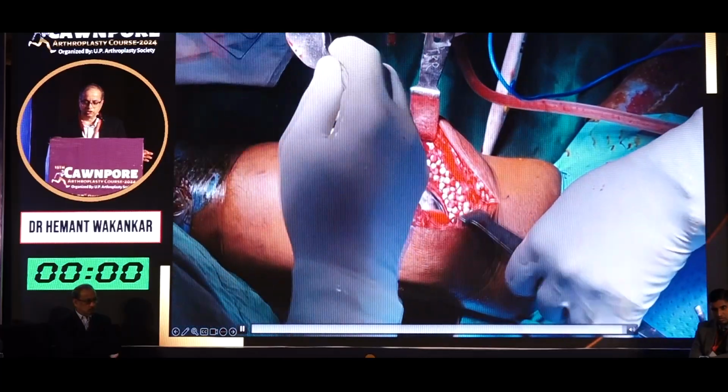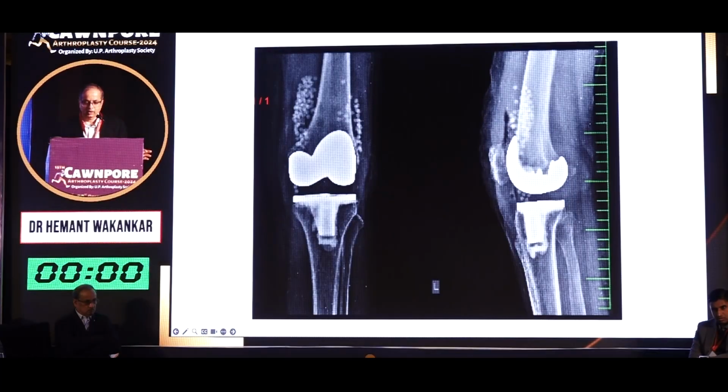And then we will be closing over these. And that is what the postoperative X-ray would look like with these beads in place.